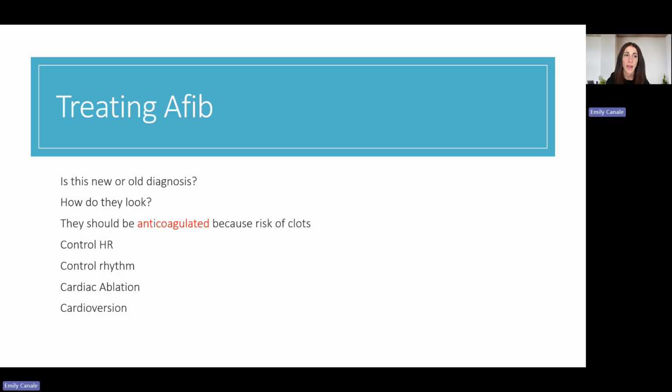Anticoagulant wise, we could do heparin, we could do warfarin. Again, whenever you're giving an anticoagulant, you have to monitor them for bleeding, and if it's heparin, we monitor the PTT. If we are giving something like warfarin, we're going to monitor their INR.